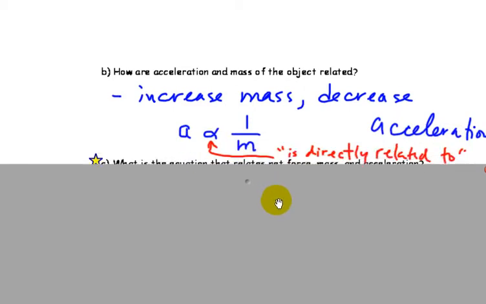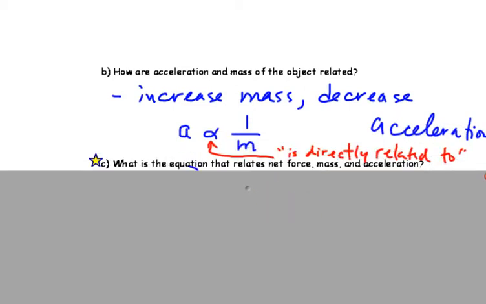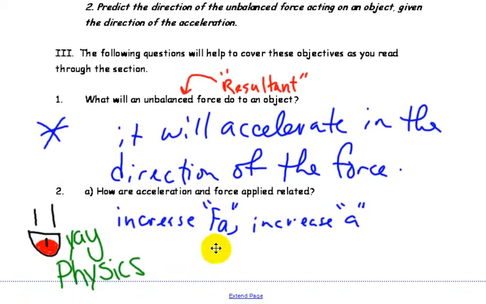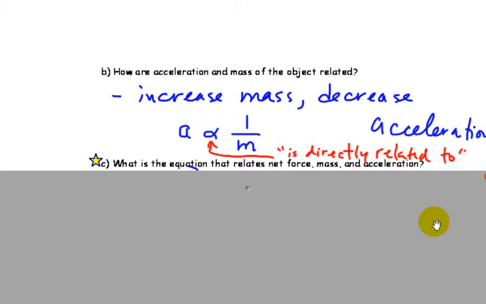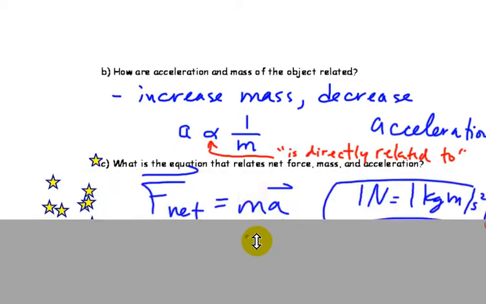Force and acceleration are directly related. So we would say that F is directly related to A: the larger the A, the larger the force. Whereas with mass, if you increase the mass, you'll decrease the acceleration if we have a constant force being applied. So A, we say, is directly related to 1 over m. Okay? Large mass means small acceleration, or small mass means large acceleration.